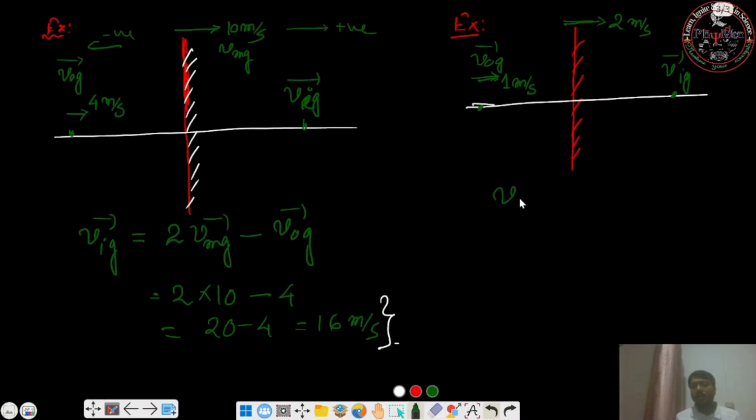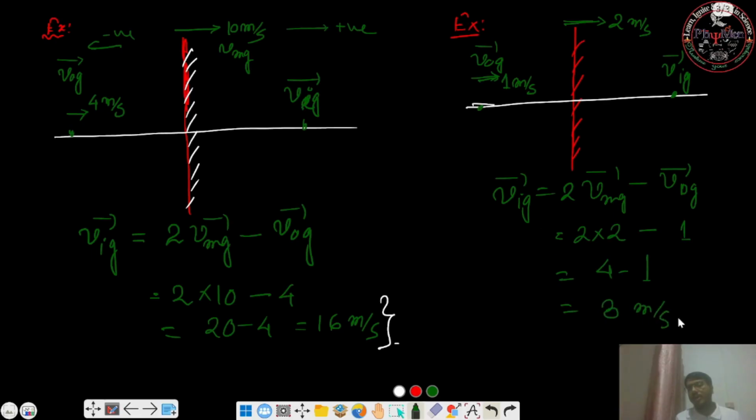এতিয়া আমি ইয়াতো যদি এইটো ইউজ কৰো, velocity of image with respect to ground is 2 times the velocity of the mirror with respect to ground minus velocity of object with respect to ground. So 2 times the velocity of mirror with respect to ground is 2, minus, it is 1, right? So 4 minus 1, so velocity of image with respect to the ground will be 3 meter per second. So these are certain important simple numericals based on this particular formula.